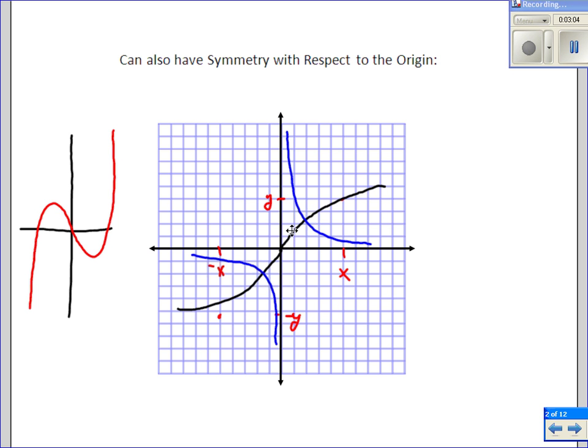The blue line here is a graph of 1 over x. It has a vertical asymptote, so it's in two pieces, something we'll come back to later. But again, if you were to graph 1 over x on your calculator, take this part of the graph, flip it over the x-axis, and then it would give us something like this. Flip it over the y-axis, we see we get that mirror image. Here's another one over here, the red line, which has symmetry with respect to the origin.